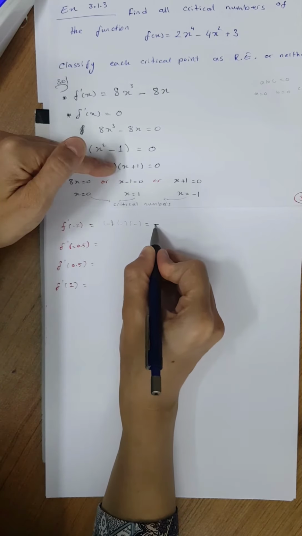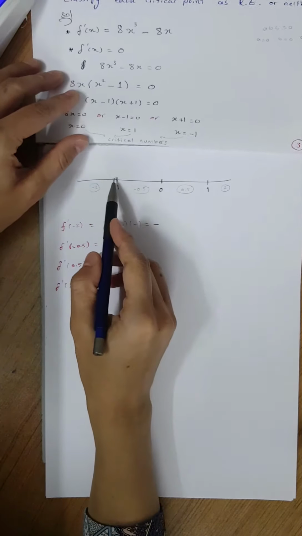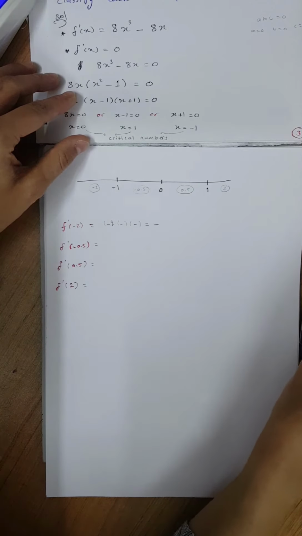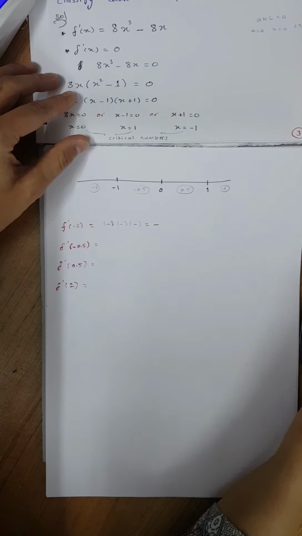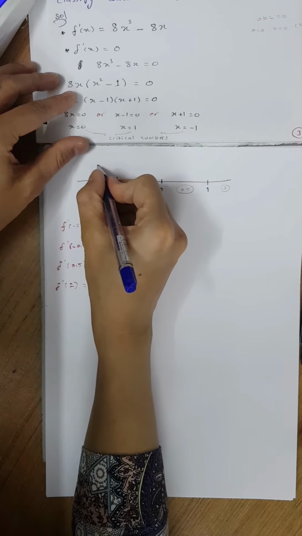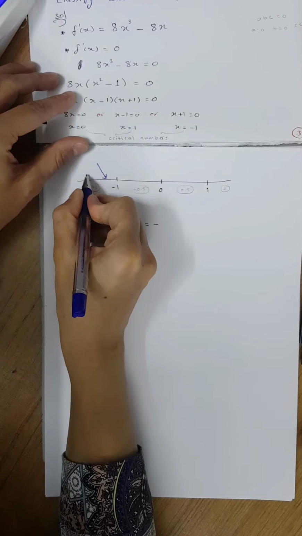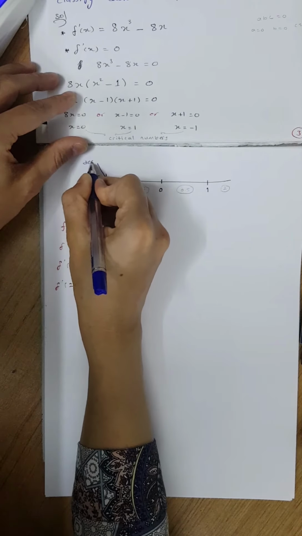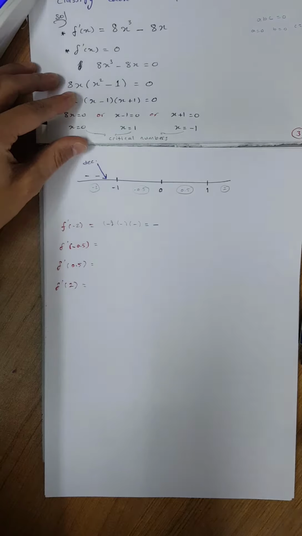Multiplied to a negative, it is negative. So whatever number we have got here is negative. What does negative mean? That means the function is decreasing. Okay, we got negative from that interval. That means the function is decreasing.